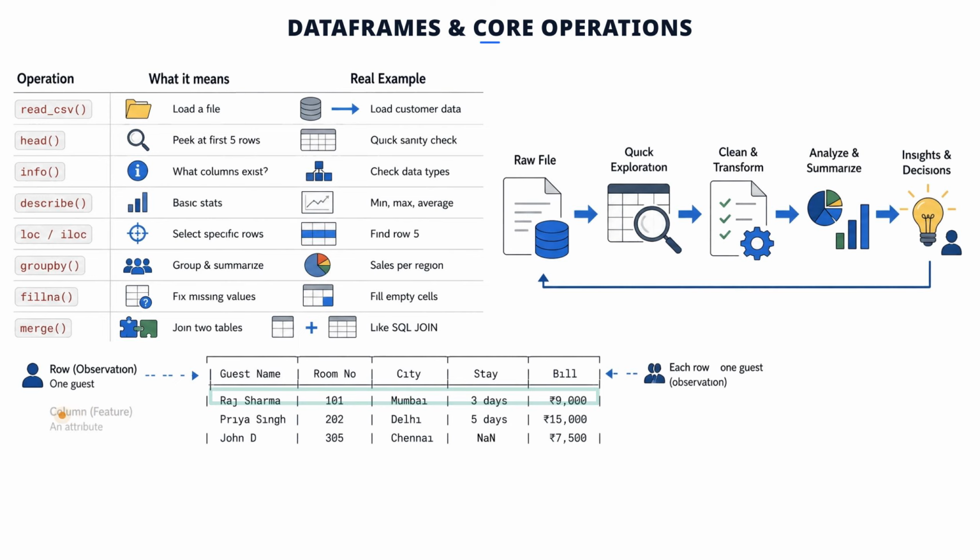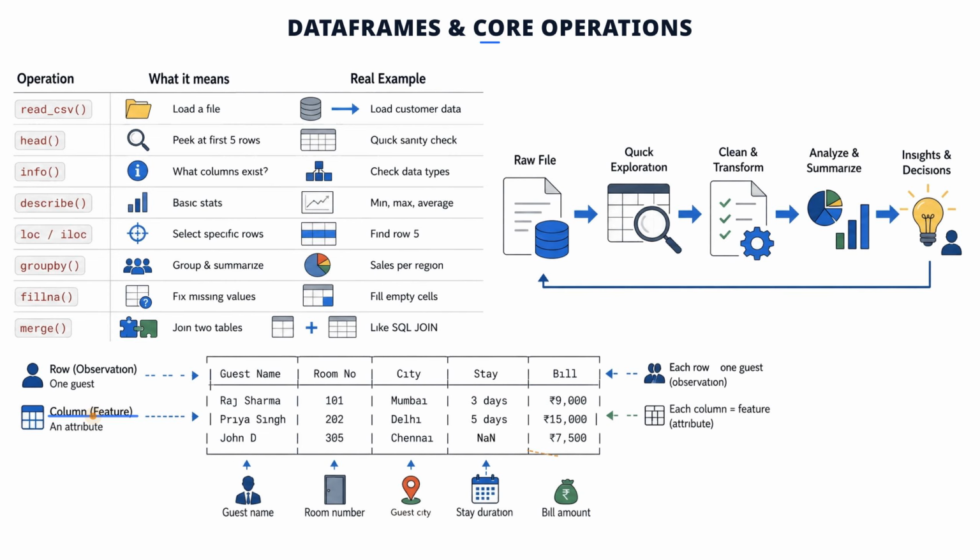On the other hand, each vertical column represents a feature or attribute. So if we look at the city column, it gives us that specific attribute for every guest. Now take a look at the entry for John D. In his stay column, we see the letters NaN. This stands for not a number. It represents a missing value, likely because the duration of his stay was just never recorded.